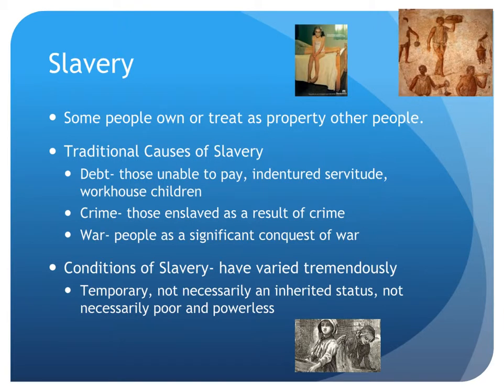Workhouse children during the Victorian era provide one example of this. Some people might also end up being enslaved as a result of crime. It might be a way for them to pay off their debt. And finally, one of the common ways people ended up as slaves was that they were the spoils of war.